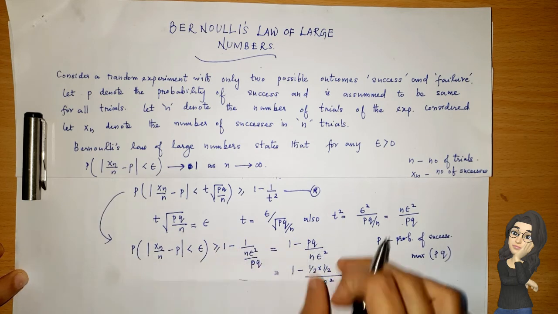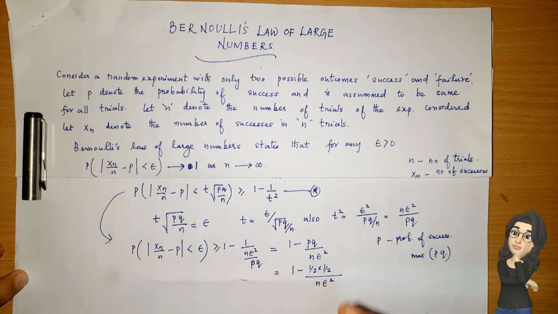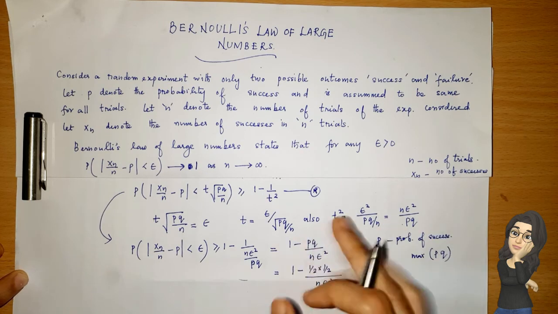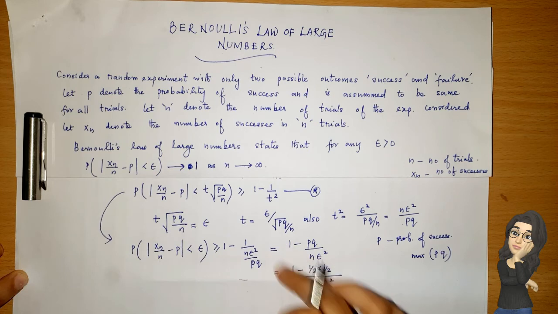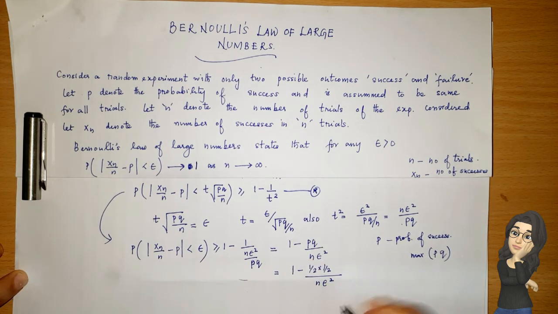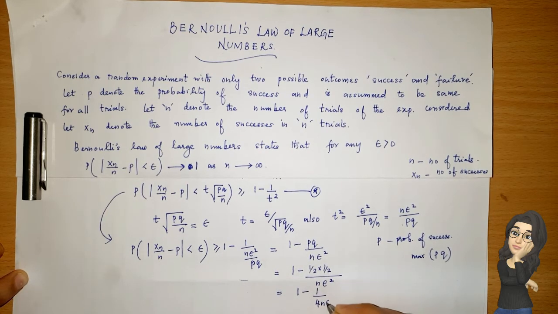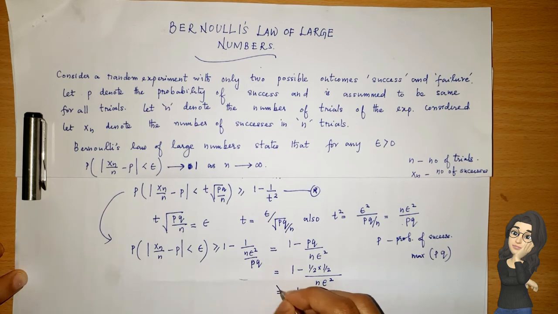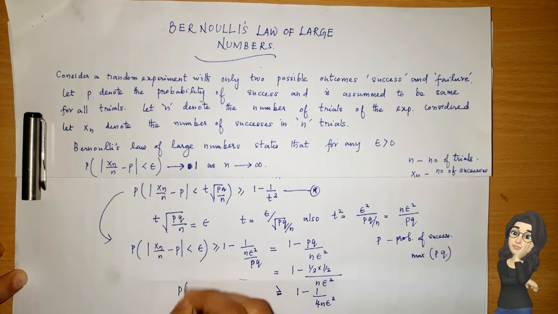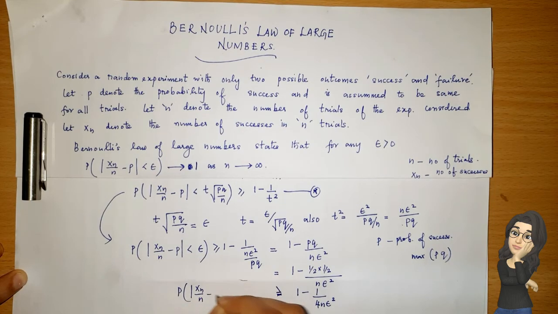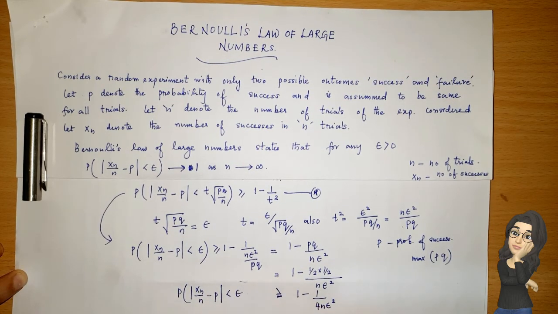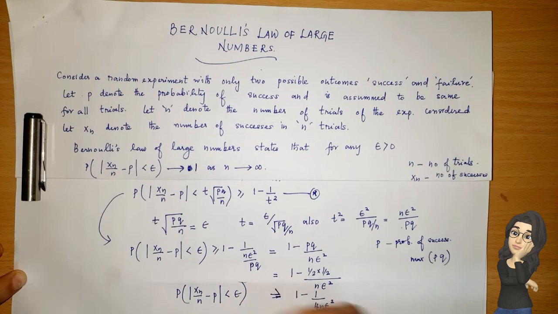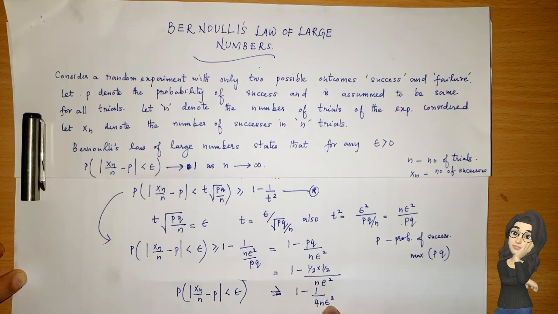The maximum value is greater than or equal. This value is anyway greater than or equal to maximum of PQ. For any choice of P and Q, this probability is greater than the right hand side. So we are going to substitute it by 1 by 2 and 1 by 2. So this is equal to 1 minus 1 divided by 4n epsilon square. So I can write it as probability of mod xn by n minus p less than epsilon is greater than or equal to 1 minus 1 by 4n epsilon square.